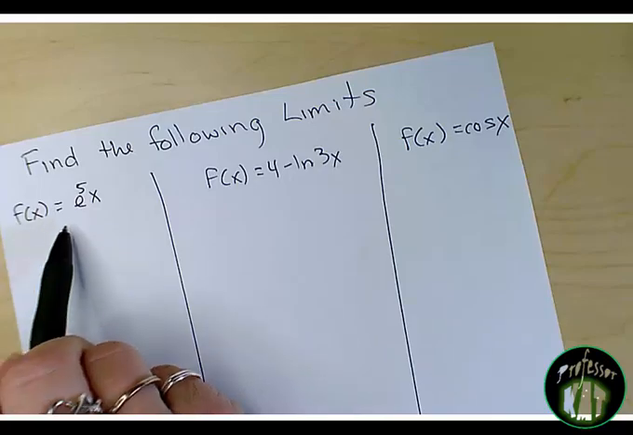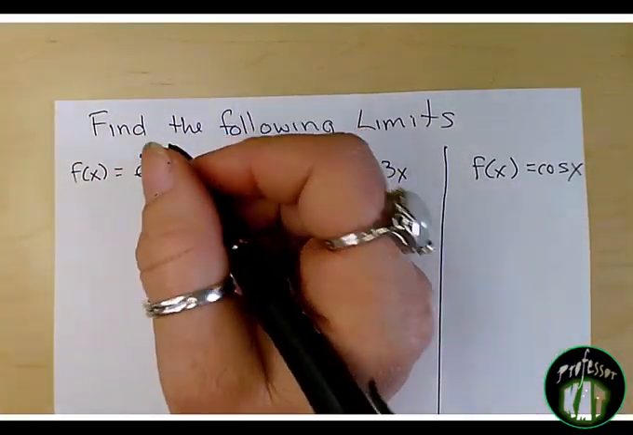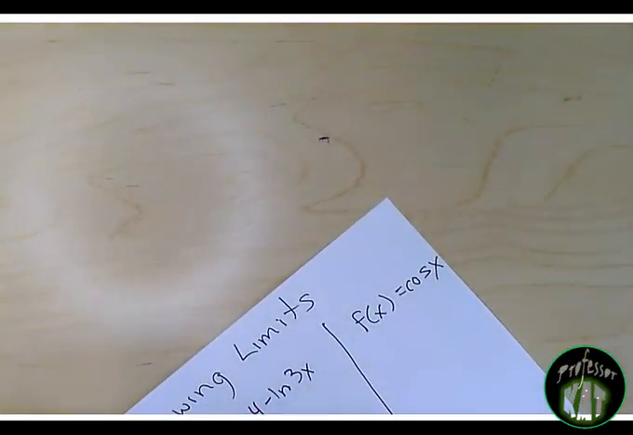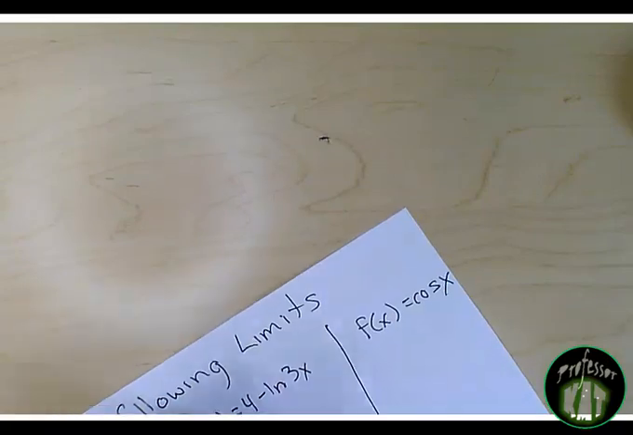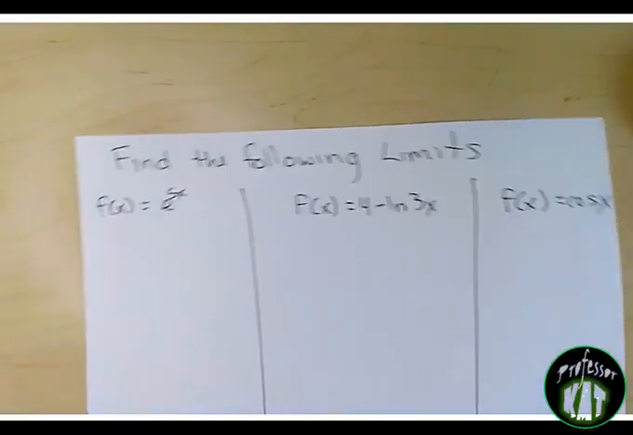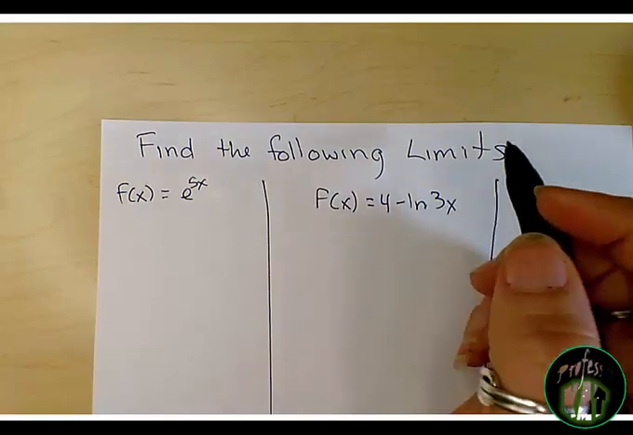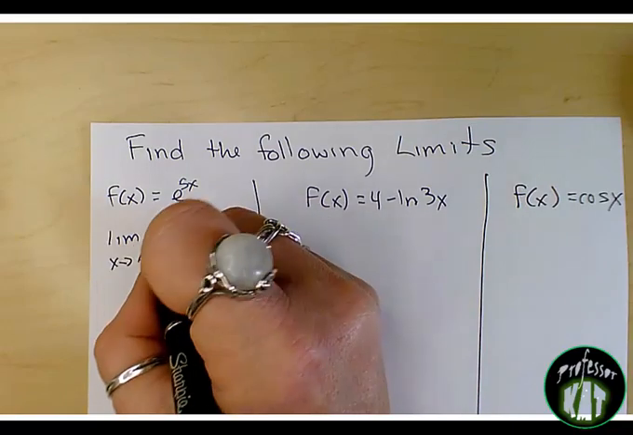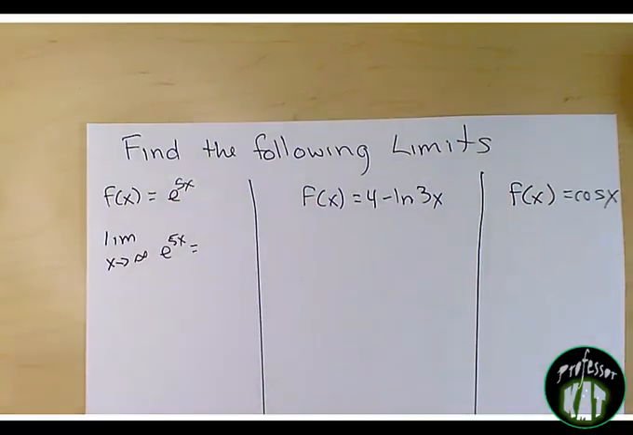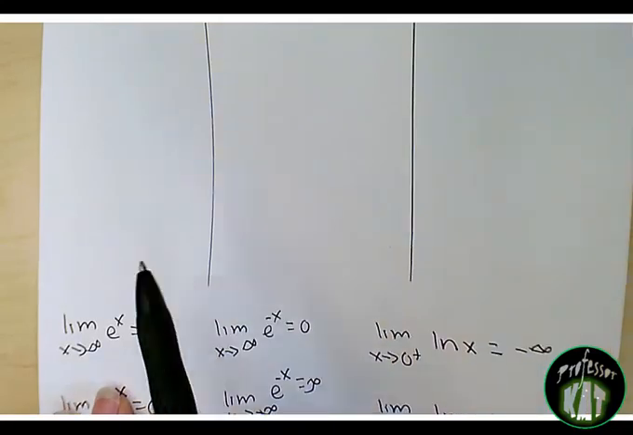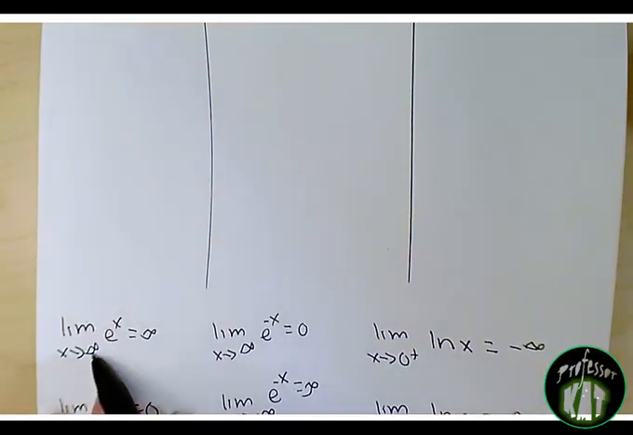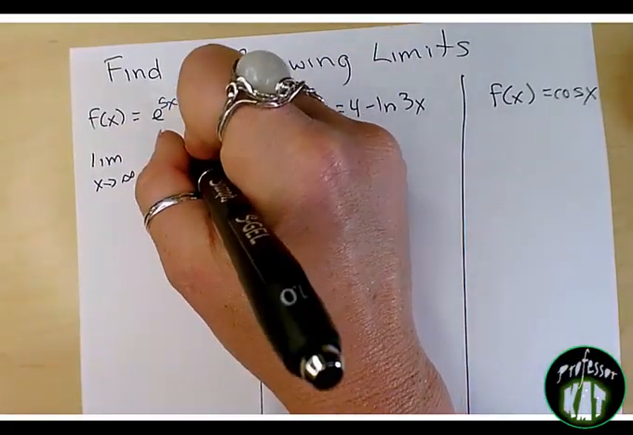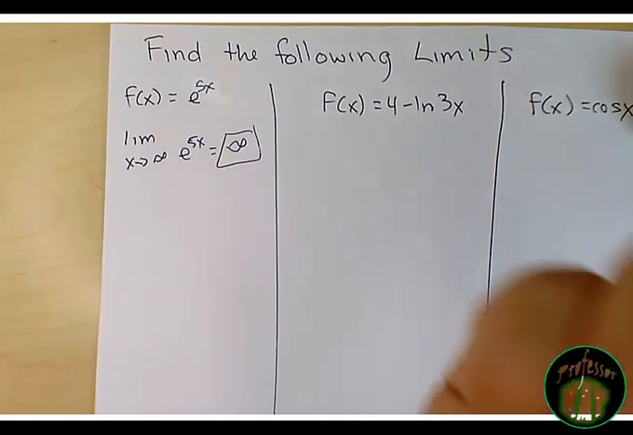So starting with f of x is equal to e to the 5x. I'm sorry, I wrote that wrong. e raised to the 5x. So we are looking at the limit as x approaches positive infinity of e to the 5x. So that just means we're going to go down over here. The limit as x approaches positive infinity of e raised to anything, the rule says that that is going to be positive infinity.